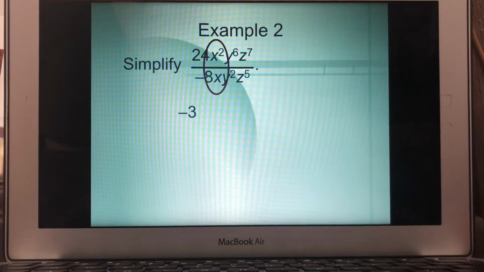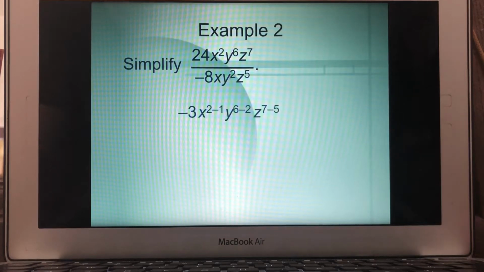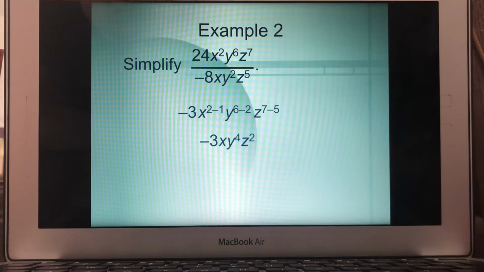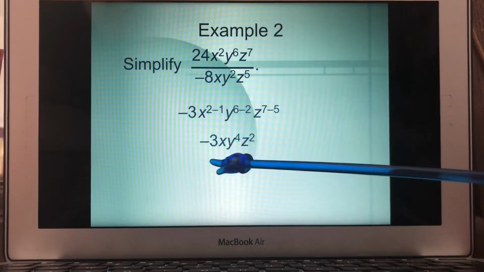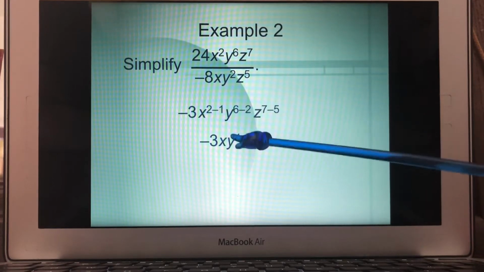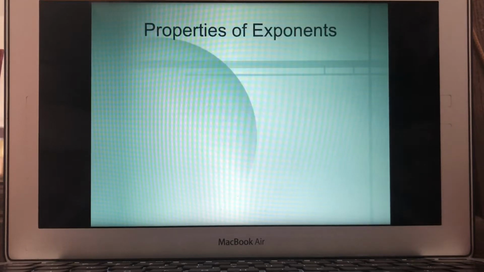And then I have x squared divided by x. So that is basically x to the 2 minus 1 power. Then y, I'm going to subtract 6 minus 2. Z, I'm going to subtract 7 minus 2. And when I simplify those, I get negative 3x y to the 4th z squared. And there you have it.